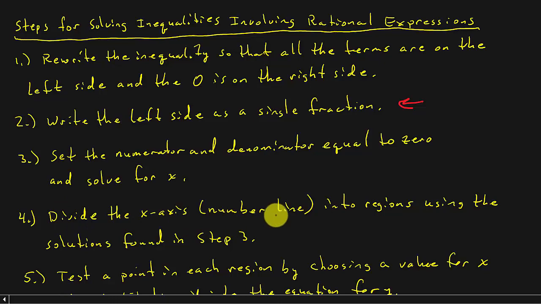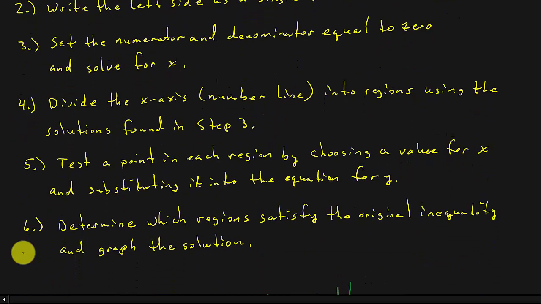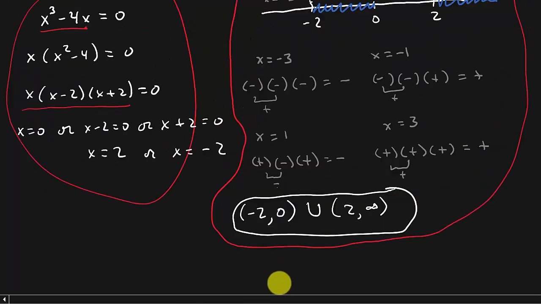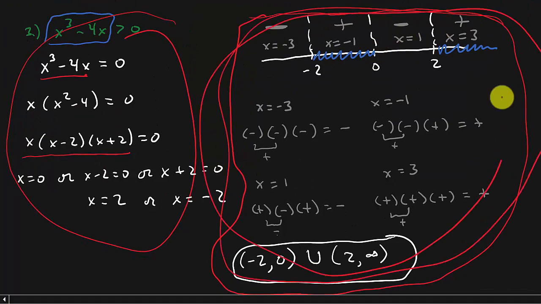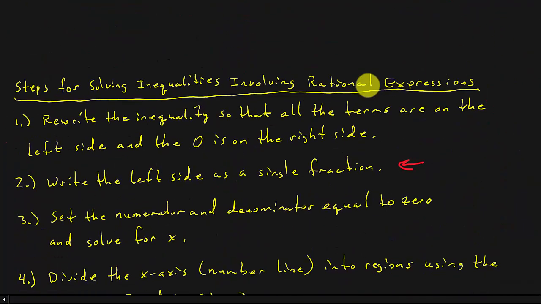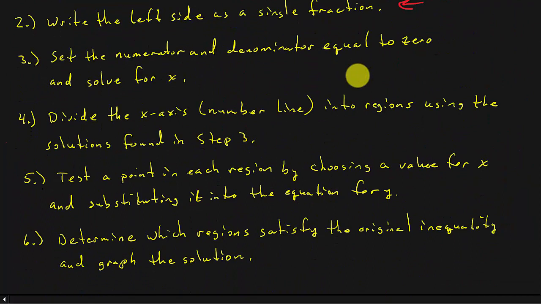Divide the x-axis into regions using solutions found in steps 3. So basically what we have here is 4 through 5 is this part of it right here. That's what that is. It's the same as the polynomials. Test a point in each region by choosing a value for x and substituting it into the equation for y, and then determine which regions satisfy the original inequality and graph the solution.